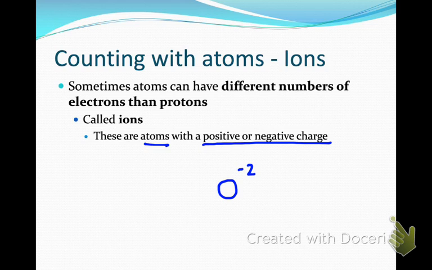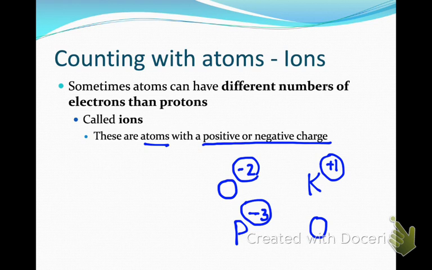This might be potassium with a +1 charge. This would be phosphorus with a -3 charge, right? The charges are written up and to the right. If an atom does not have a charge, it would just be written plain, just like that. Oxygen, no charge written up here, right? So if it has a number up here, that means my numbers of electrons and my protons are different. If it does not have a charge written up to the top right, that means it is neutral, and that means my electrons and protons would remain the same.